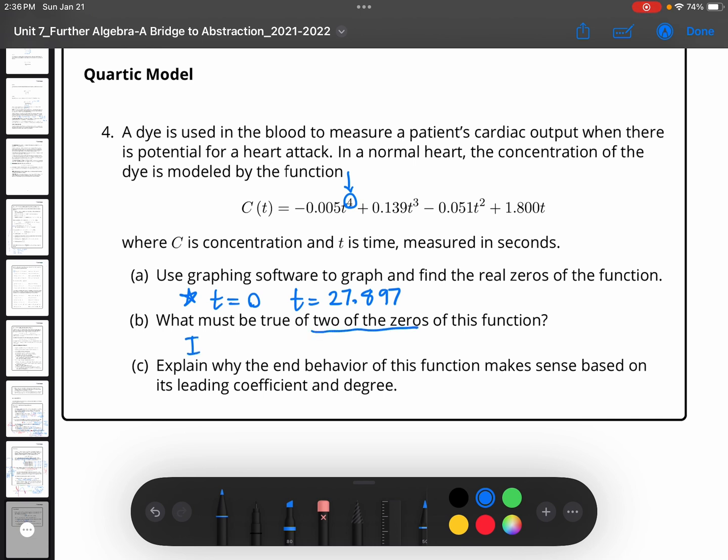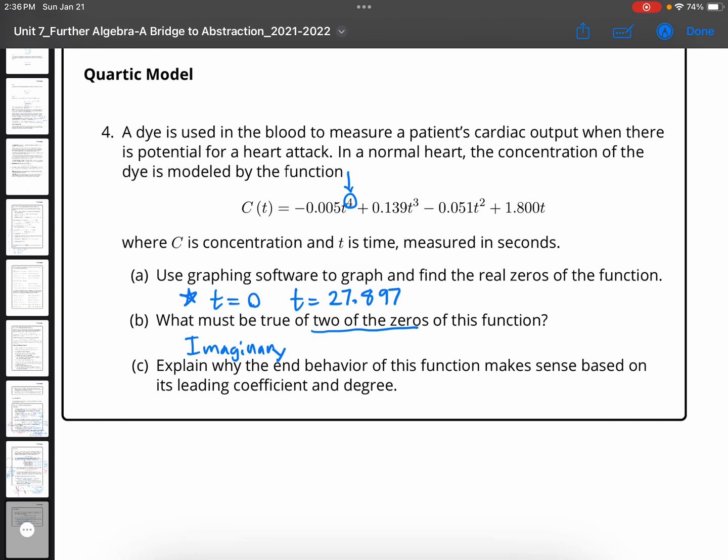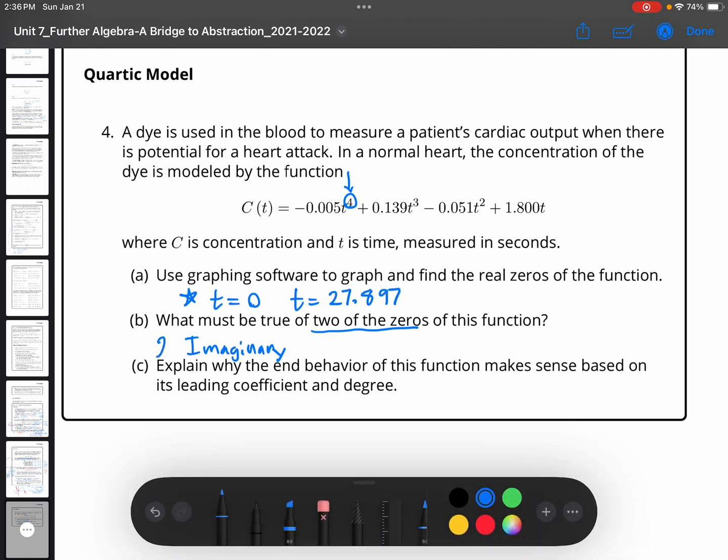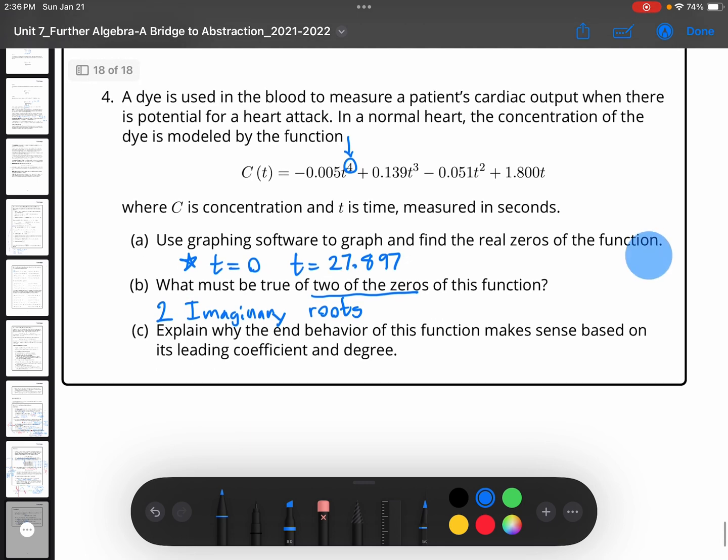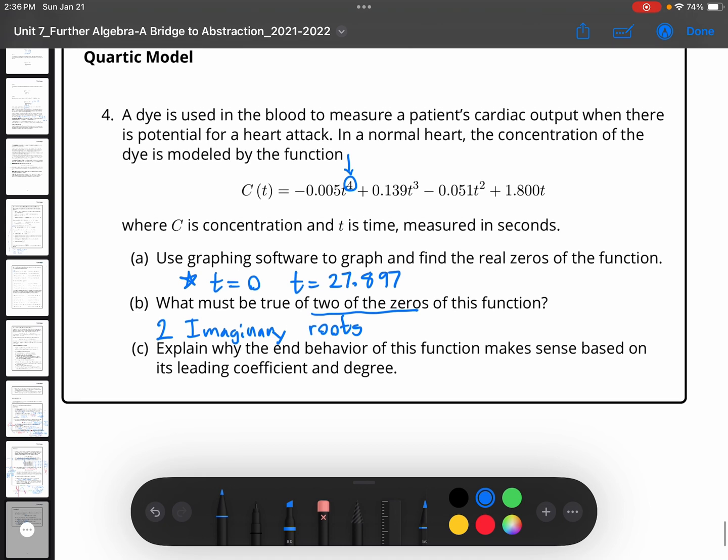Because remember, if this is a degree 4 function, you should have 4 roots. And in this case, I have 2 real roots, so that must mean that I have two imaginary roots on top of those, okay? Now, finally, it says explain the end behavior. So that part should hopefully make a lot of sense to you.